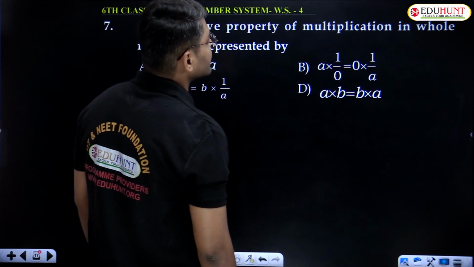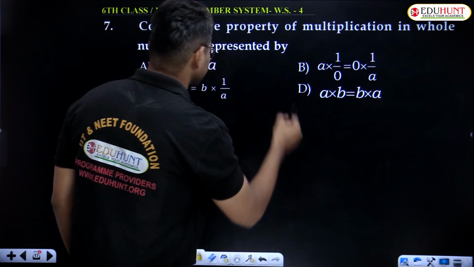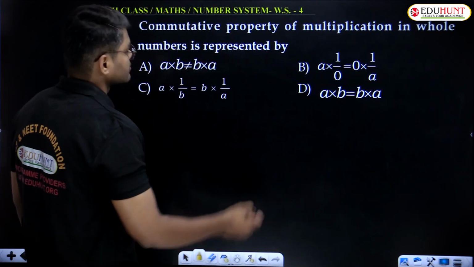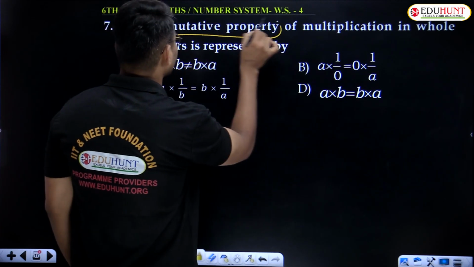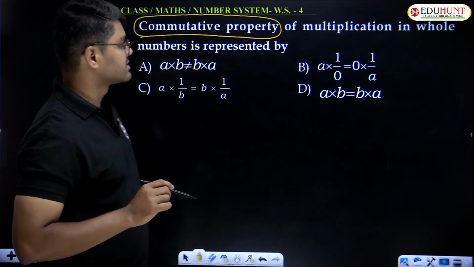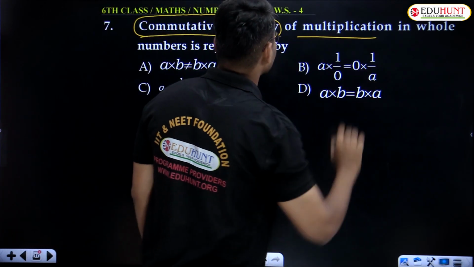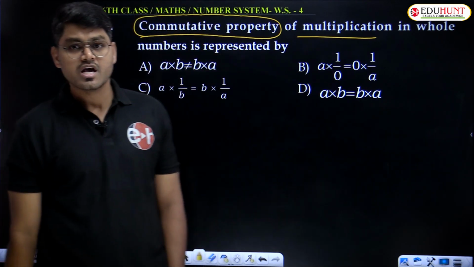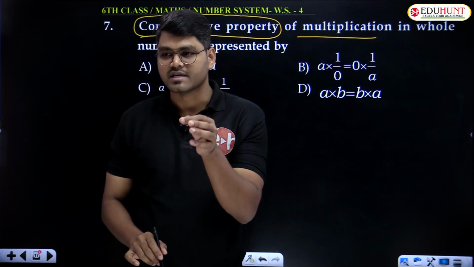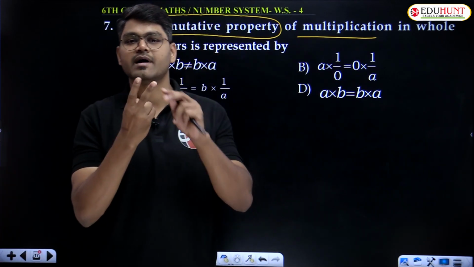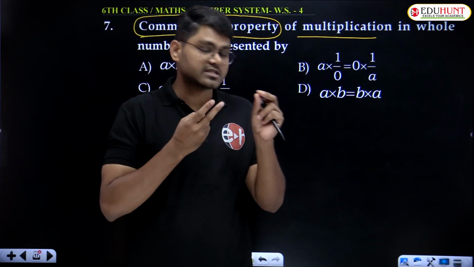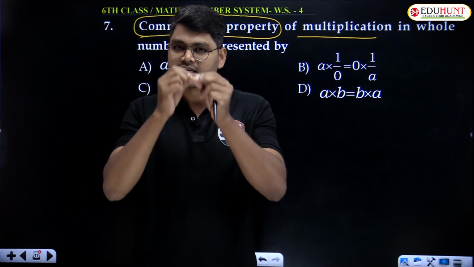Commutative property of multiplication in whole numbers is represented by. Very easy question. What do you mean by commutative property? Commutative property of multiplication means in any order if you multiply two whole numbers, the result must be the same.